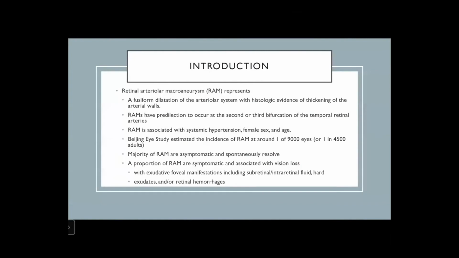So retinal arteriolar microaneurysm, or RAM, represents a fusiform dilatation of the arteriolar system with histological evidence of thickening of those arterial walls. RAMs tend to have a predilection to occur in the second or third bifurcation of the temporal retinal artery, and is often associated with systemic hypertension, the female sex, and obviously older age. The Beijing Eye Study estimated the incidence of RAM at around 1 in 9,000 eyes, or 1 in 4,500 adults.